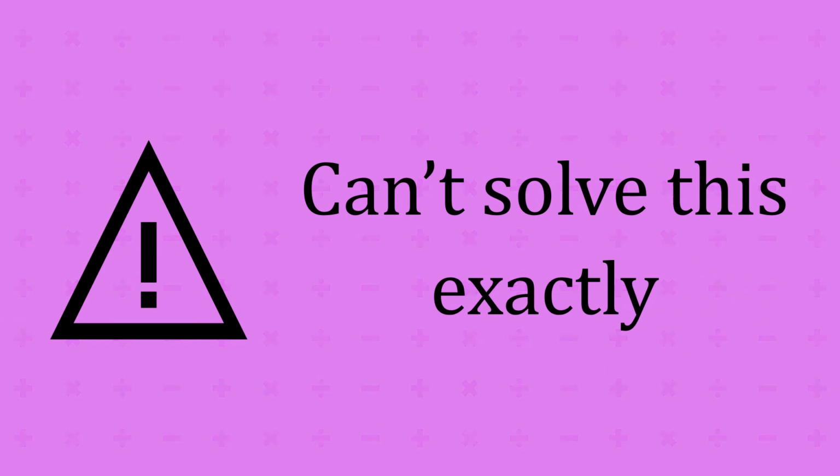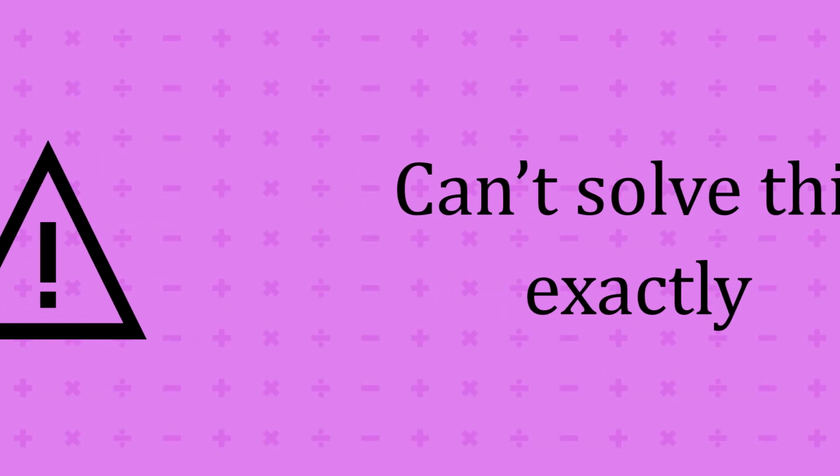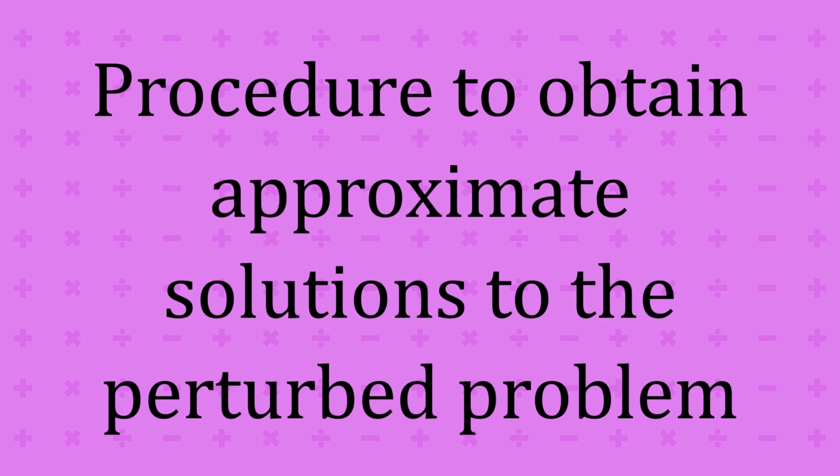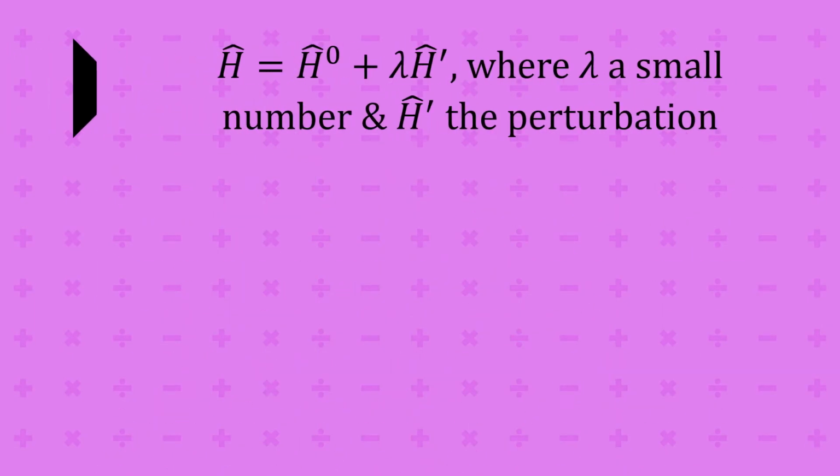In general, we can't solve the Schrödinger equation exactly. Perturbation theory provides a procedure to obtain approximate solutions to the perturbed problem by building on the exact known solution in the unperturbed case. To start with, we write the new Hamiltonian as H hat equals H hat naught plus lambda H hat dash, where lambda is a small number and H hat dash is the perturbation.